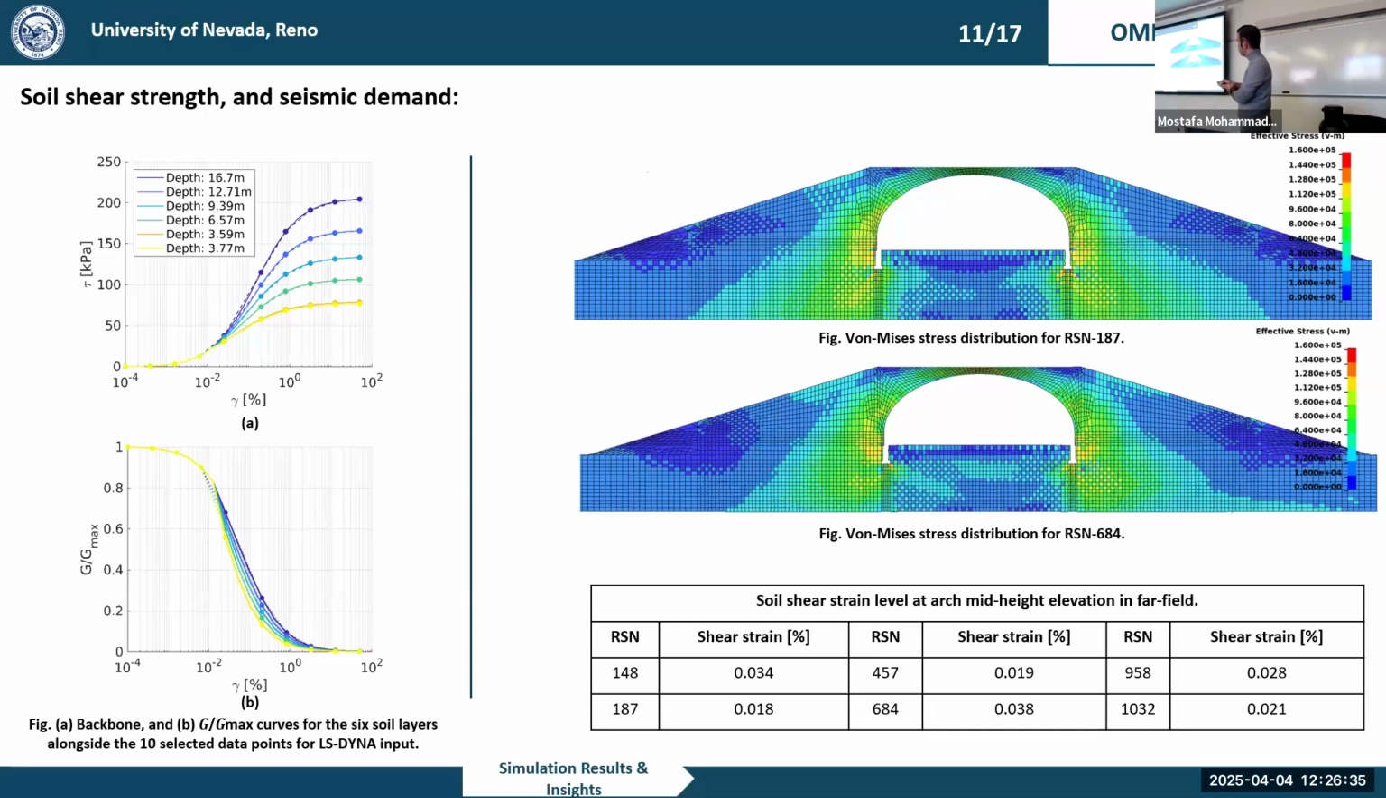of nonlinearity. As I told you, the G over G max curve is a good indicator of the behavior of soil in linear and nonlinear regime. And as we go from 1 to 0, we enter from the linear regime to the nonlinear regime. That is another observation that we have.